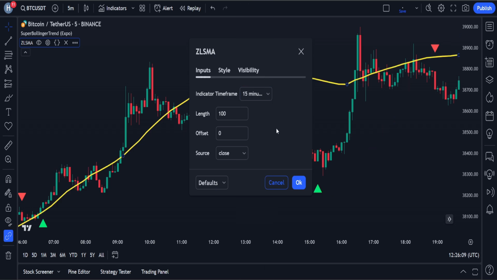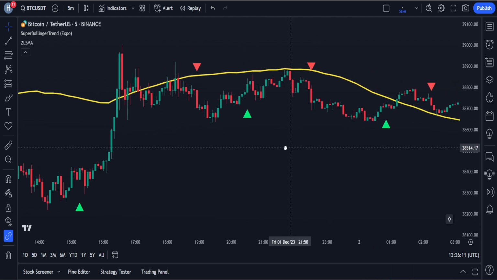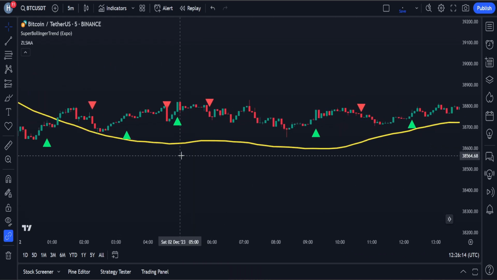Now you can see our chart is looking much better now. But for our strategy to reach its full potential, we will need to add another indicator to our chart.